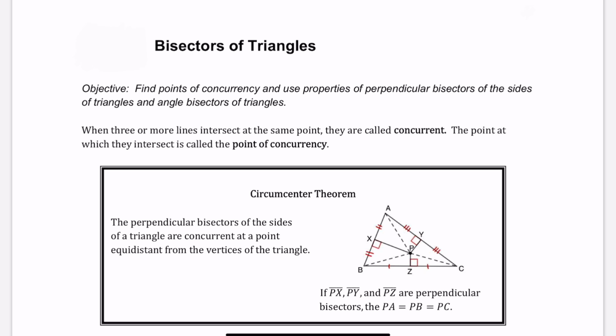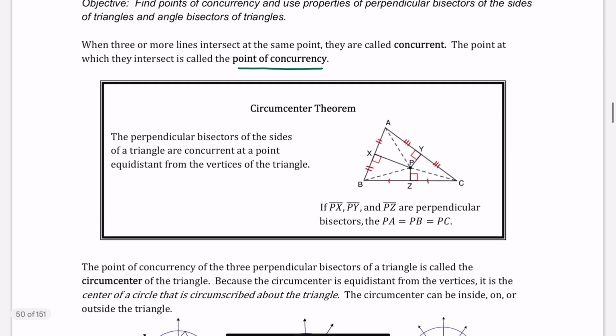If you have three lines and they all intersect at one point, they are called concurrent lines. And then the point where they all intersect is the point of concurrency. So when we're going to be talking about different points of concurrency, our first one is a circumcenter. So we're going to take perpendicular bisectors of each of the sides of a triangle.